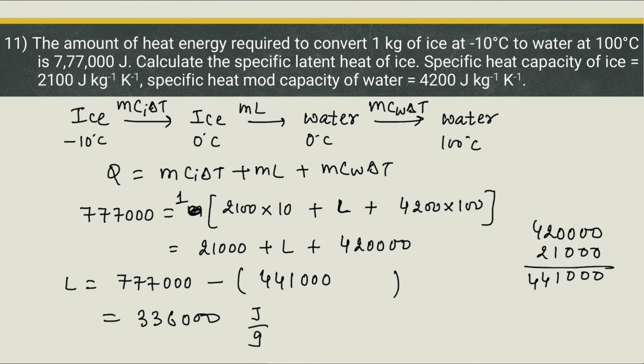336000 joule per kilogram, not gram. Because mass we took in kilogram and specific heat capacity values also we considered per kilogram. So the unit of L must be here joule per kilogram.